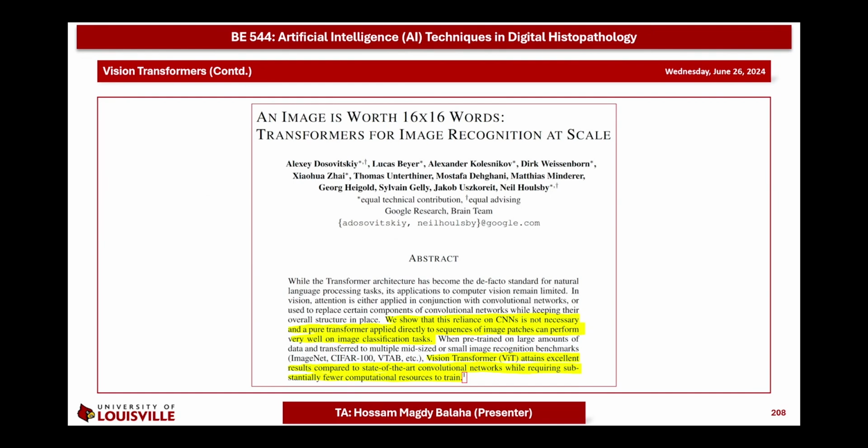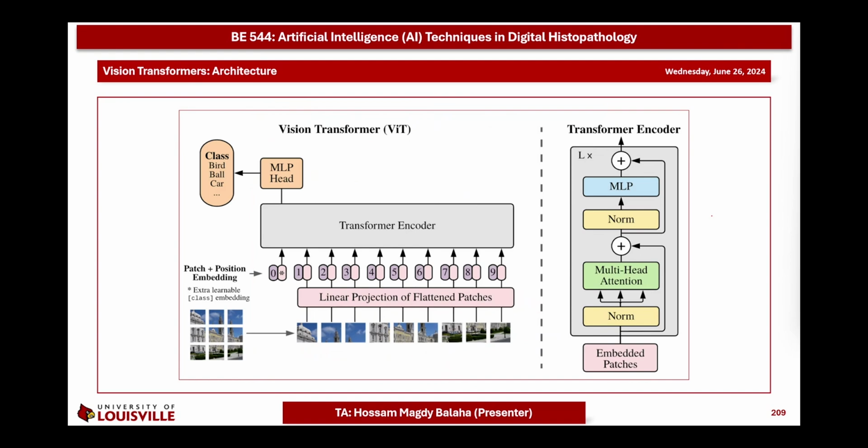In their study, they noted in the abstract that the vision transformer attains excellent results compared to the state-of-the-art CNNs while requiring fewer computational resources to train. They also showed that the reliance on CNNs is not necessary, and a pure transformer applied directly to sequences of image patches can perform very well on image classification tasks. And this is their proposed architecture and model of the vision transformer. We are going to illustrate each part of it in this lecture.